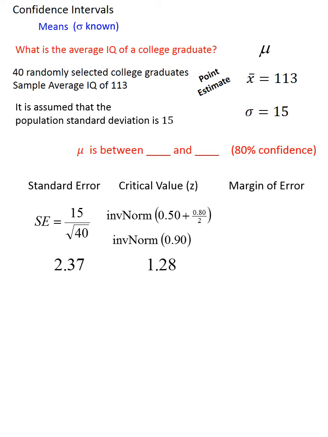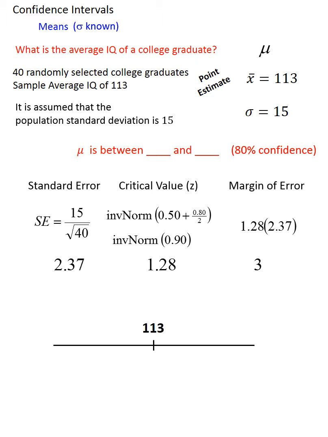So on to margin of error. The margin of error in this case is going to be 1.28 times 2.37, or more generally, my critical value times my standard error. And this makes sense when you think about it. If I'm allowing myself to be 1.28 standard errors off to be 80% confident, and each standard error is 2.37, then it makes sense that I would multiply these to get a margin of error, which I will round to 3. So, I now have my margin of error.